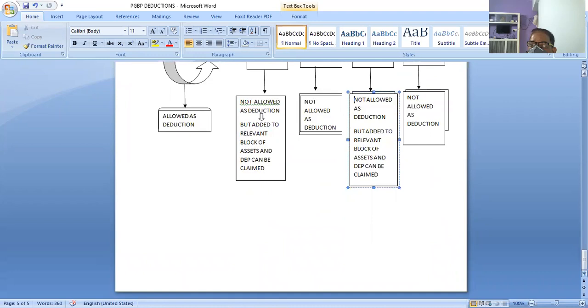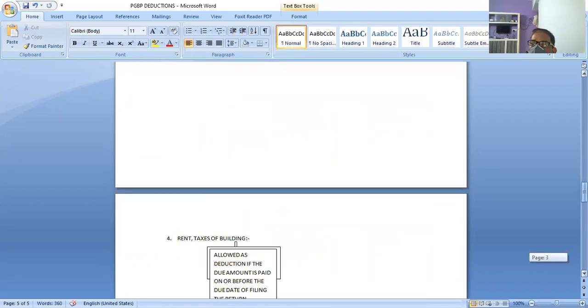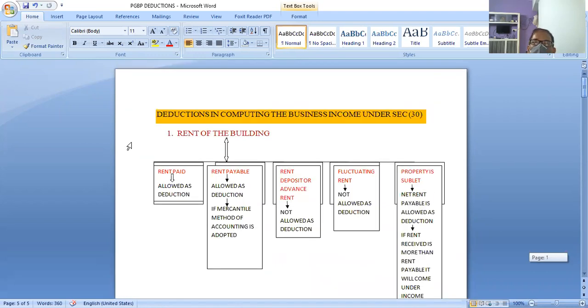All this will be posted in the Moodle. You can have a check on this. Now I will share one more, different types of business expenditure.